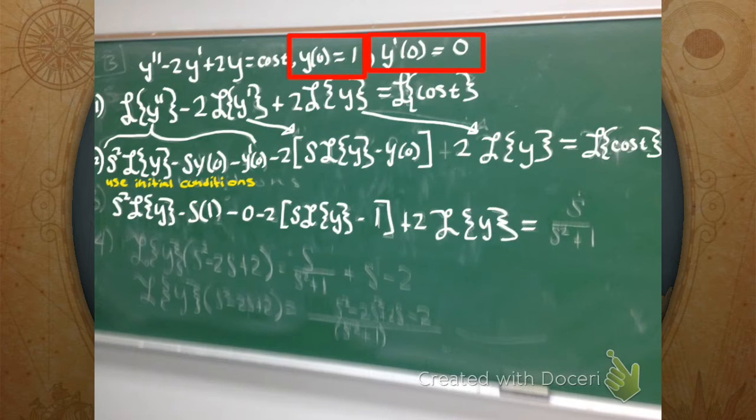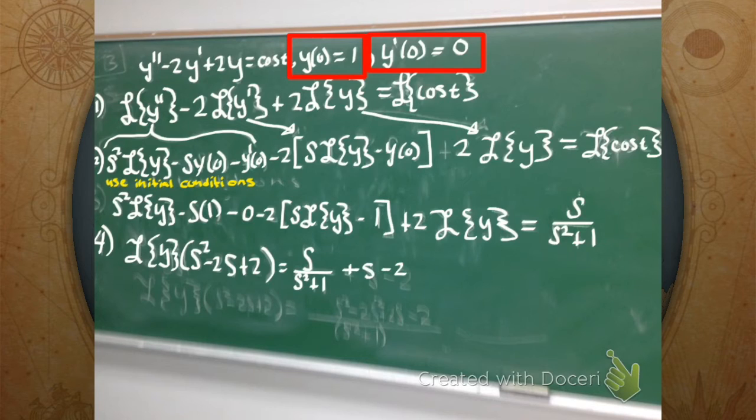That's equal to, now here's the good part, the Laplace transform for cosine t is s over s squared plus 1. Now what? Step 4, we're going to solve for the Laplace transform. I factored everything that had a Laplace in it, I took out the Laplace of y, and it was left over with s squared minus 2s plus 2. Then what? I added the s to both sides, and I subtracted the 2 from both sides because those didn't have any Laplace.